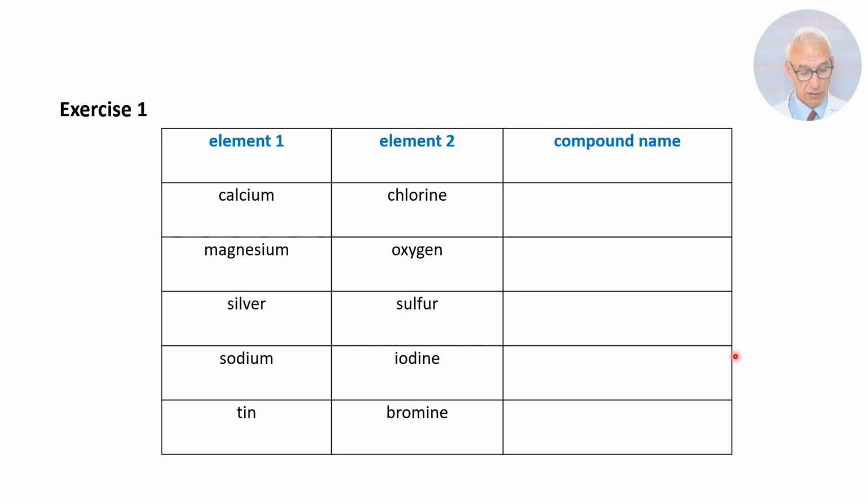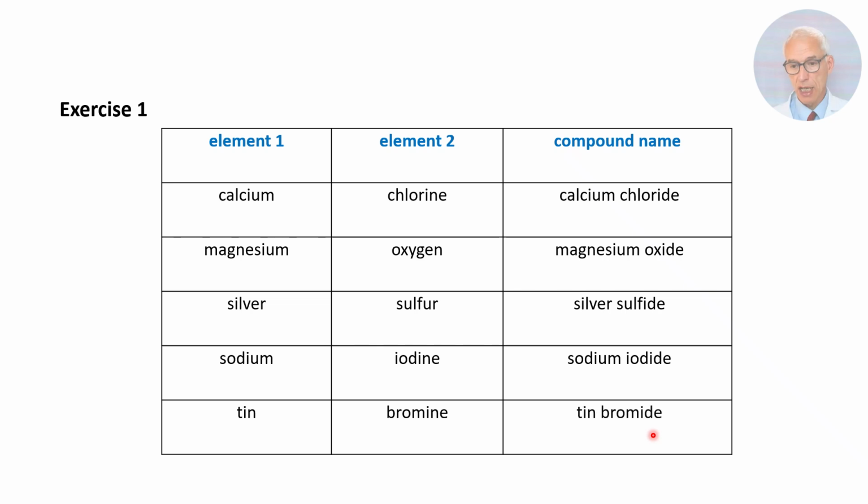Okay, so I'm going to reveal the names. Calcium chloride, magnesium and oxygen, magnesium oxide. Second element changes to ide. Silver and sulfur. Commonly a cause of error here. It's not sulfate. We'll come to naming of sulfates later on. It's silver sulfide. Sulfur becomes sulfide, just a binary combination of silver and sulfur. Sodium iodide and tin bromide.